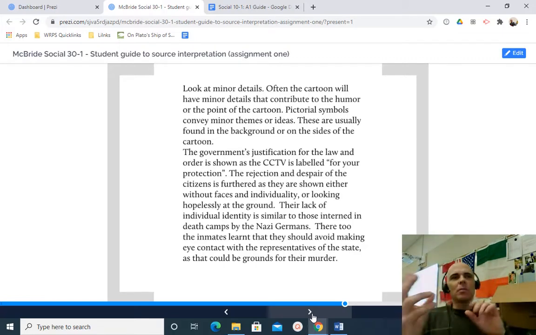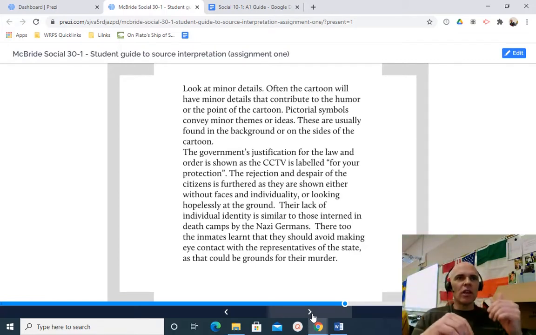The rejection and despair of the citizens is furthered as they are shown either without faces and individuality or looking hopelessly at the ground. Their lack of individual identity is similar to those interned in death camps by the Nazi Germans. There, too, the inmates learned that they should avoid making eye contact with the representatives of the state, as that eye contact could be grounds for their murder.